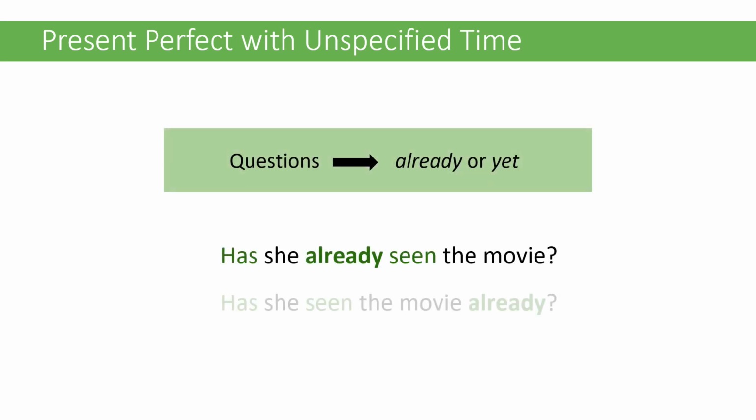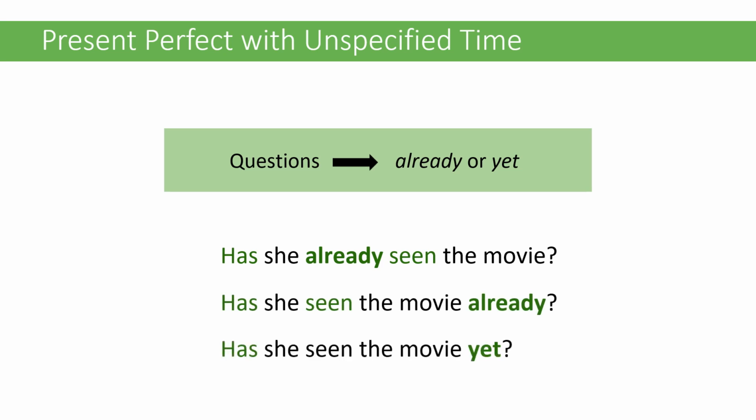For questions, we can use already or yet. Has she already seen that movie? Has she seen that movie already? Has she seen the movie yet? All of these have the same meaning. Keep in mind, one thing we didn't mention, but that yet has to come at the end of the sentence. It does not come between the two verbs.